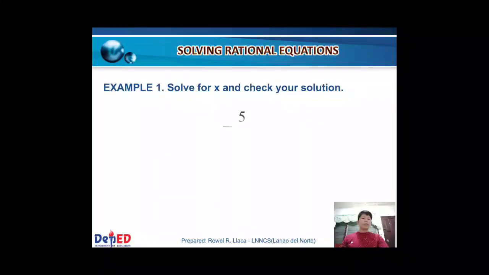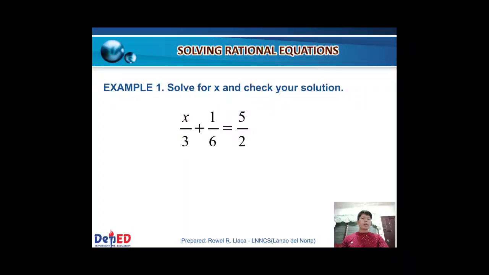Example number 1. Solve for x and check your solution. X over 3 plus 1/6 equals 5/2. In order for you to solve the value of x, first you are going to determine the LCD of 3, 6, and 2. The LCD here is 6. So the 6 should be multiplied to each term.